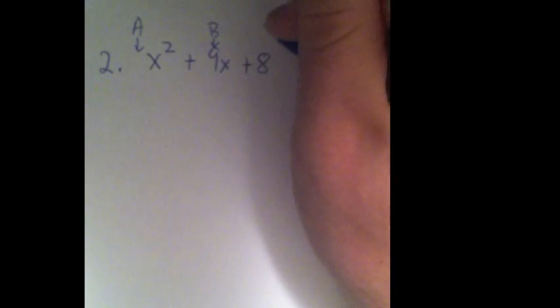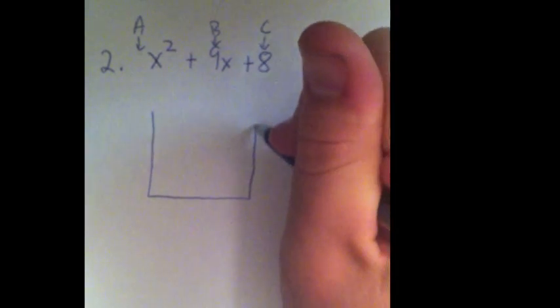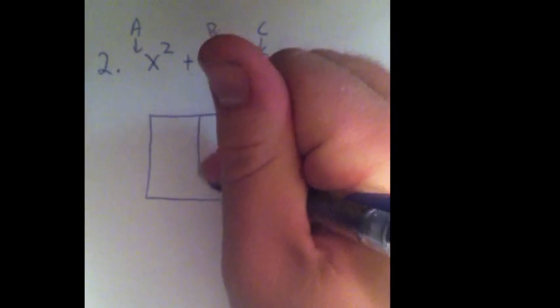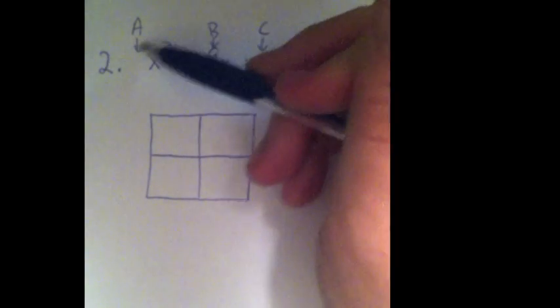All right, let's try question number 2. And question number 2 is x squared plus 9x plus 8. So once again, we need to draw the box, and we need to label our coefficients as being a, b, and c. And then we need to take the first term and put it in the first box. So we'll have x squared.